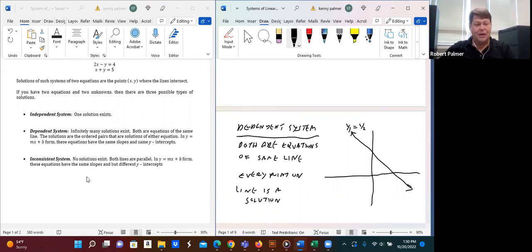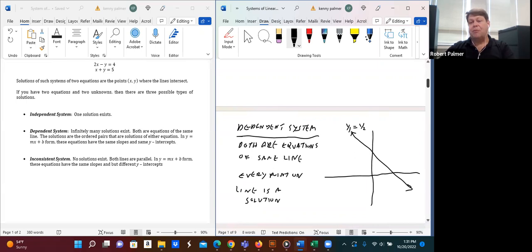Let's back up and mention one more thing. It's an independent system. Think about the slope-intercept form of a line. They have different slopes, different y-intercepts. An inconsistent system means, think about y equals mx plus b, you have the same slope but different y-intercepts, so there is no solution. Then, for a dependent system, think of y equals mx plus b, you have the same slope and the same y-intercepts. So both equations are the same line.